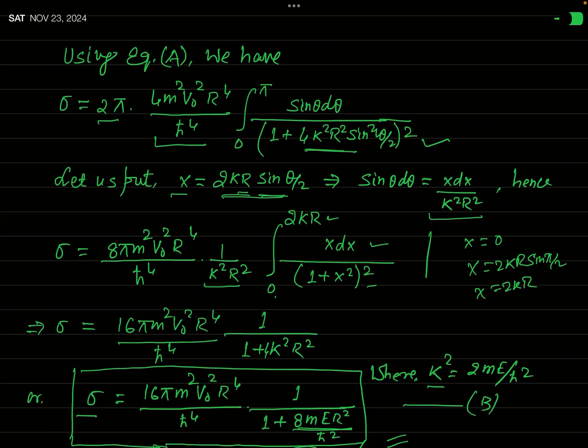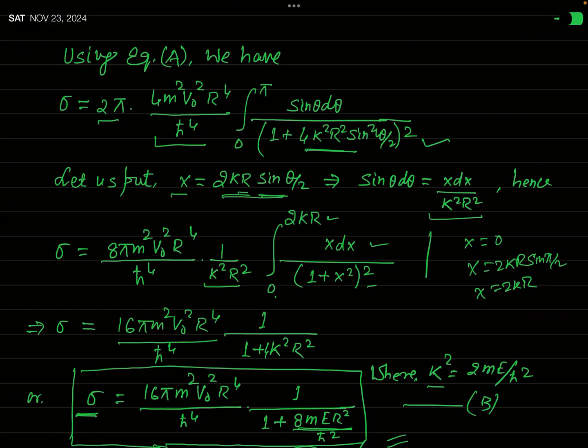You can see that this sigma, the total scattering cross section, again depends on the energy of the incident beam of particles. Born approximation is applied particularly when energy is larger. If E is larger, then the term 8mEr square over h bar square in the denominator will be larger, so the cross section will be smaller. For a more energetic beam of particles incident on the Yukawa potential, the cross section will be smaller.